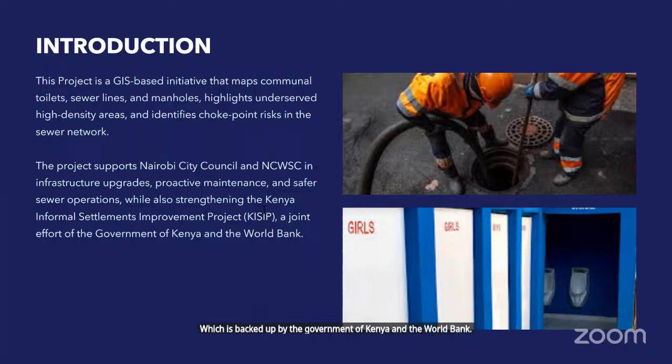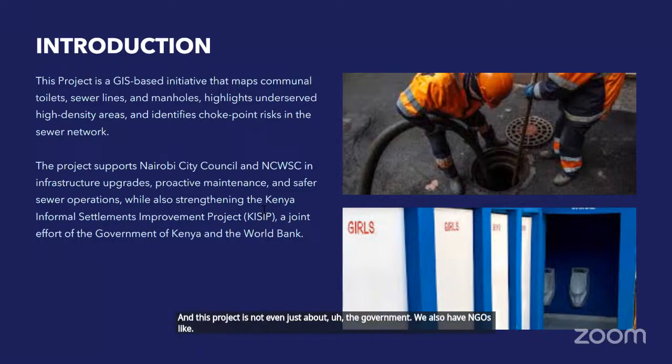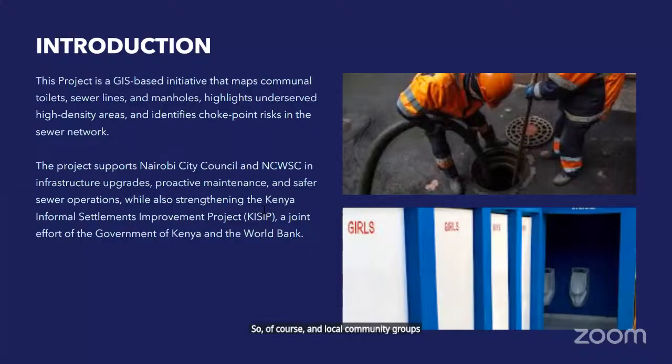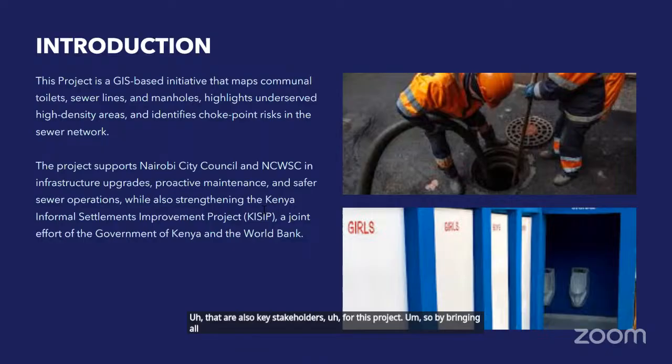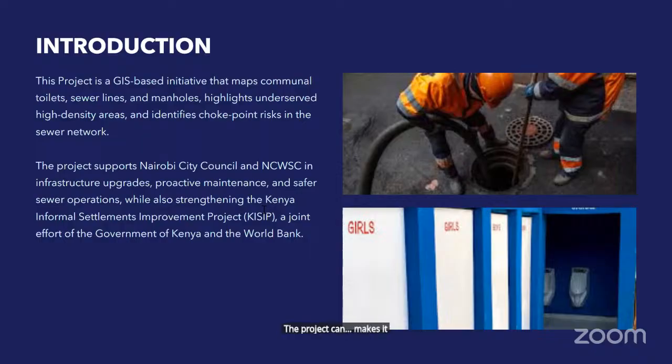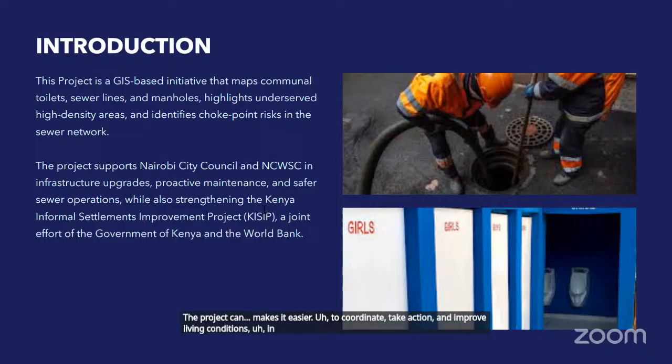And this project is not even just about the government. We also have NGOs like SHOFCO and local community groups that are key stakeholders for this project. So by bringing all these stakeholders together around one shared map, the project makes it easier to coordinate, take action, and improve living conditions in informal settlements.